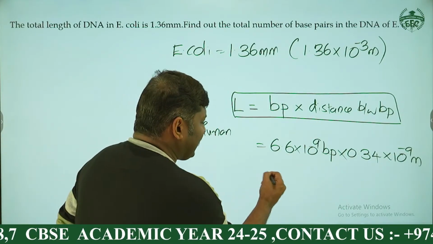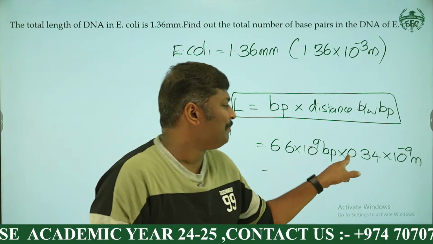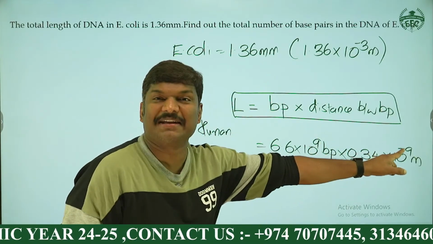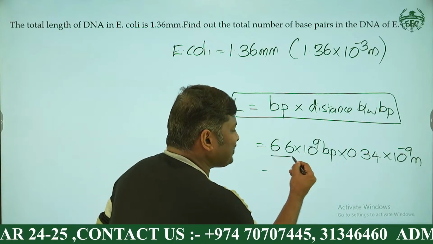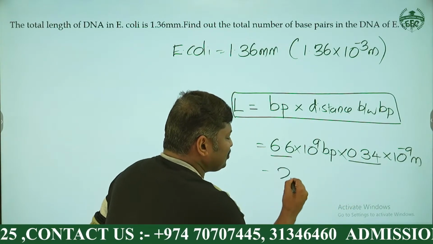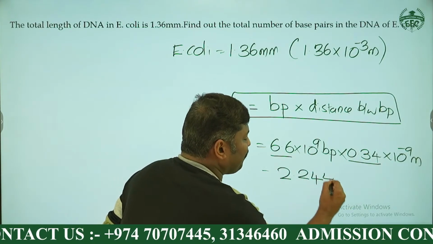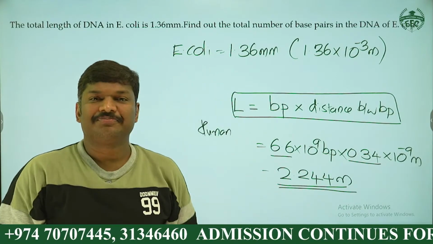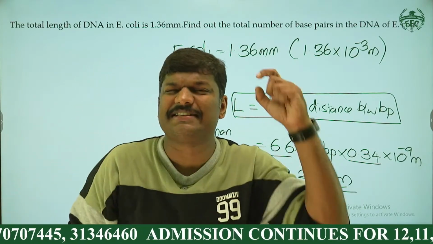When you are multiplying, a raised to m into a raised to n, you studied, is a raised to m plus n. So 10 raised to 9 minus 9 is gone. So 6.6 into 0.34 is 2.244 meter, the total length of DNA in human. In your textbook only the answer is given. This is the method, my dear student.